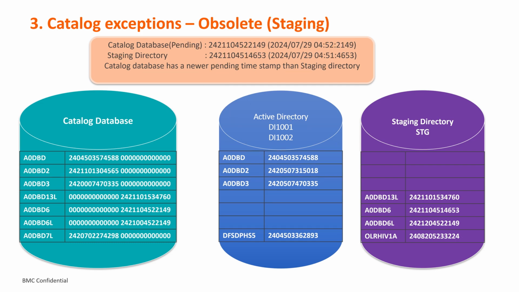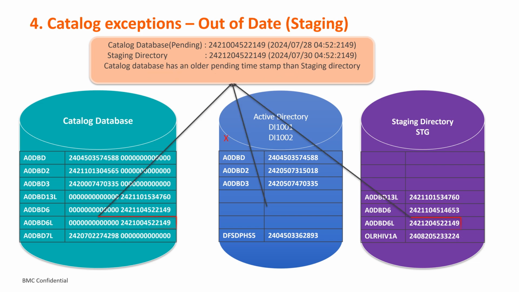When catalog database has a newer pending timestamp than the Staging Directory, then the member in the Staging Directory is obsolete. When the catalog database has an older pending timestamp than the Staging Directory, then the member in the Staging Directory has an out-of-date header record.